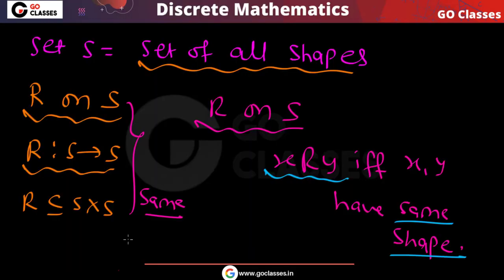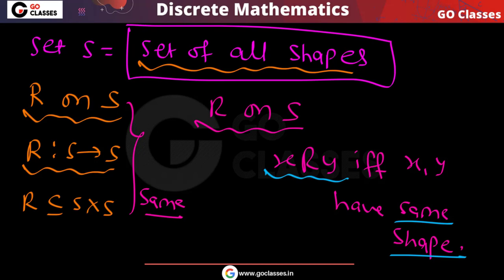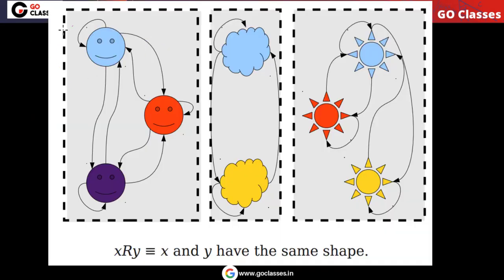You can also notice what the equivalence relation does: it will partition the set. This complete thing is our set S. Now you can clearly see that the equivalence relation has partitioned our set. You can notice these three are in one part, these two are in one part, these three are in one part. So this is what an equivalence relation does. Equivalence relation will partition the base set.